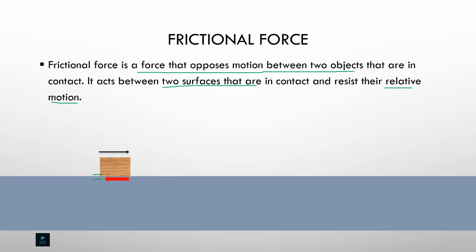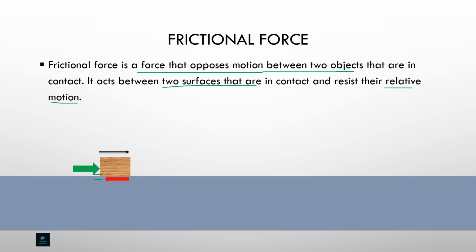In order to keep this box sliding at a constant velocity, we have to continuously apply a force in the direction of motion. This applied force overcomes the frictional force and this box is able to move at a constant velocity.